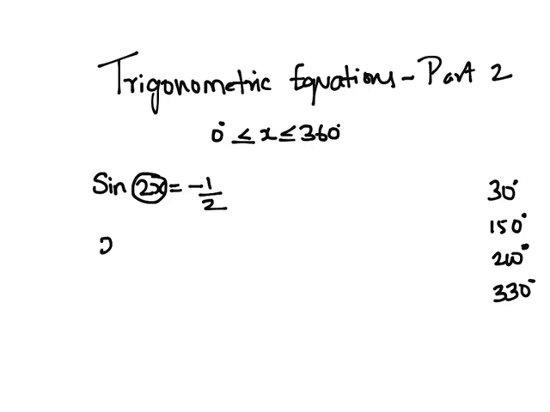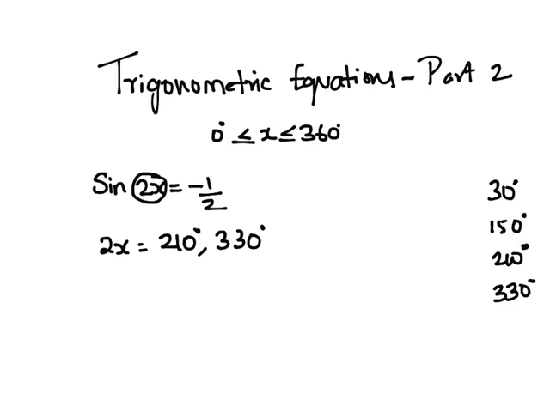So that means 2x can be either 210 degrees or 330 degrees, right? Because sine is negative in the third and fourth quadrant, that's why we have chosen these two angles, 210 and 330 degrees. So you might feel, okay, fine, that's all, the problem is over.